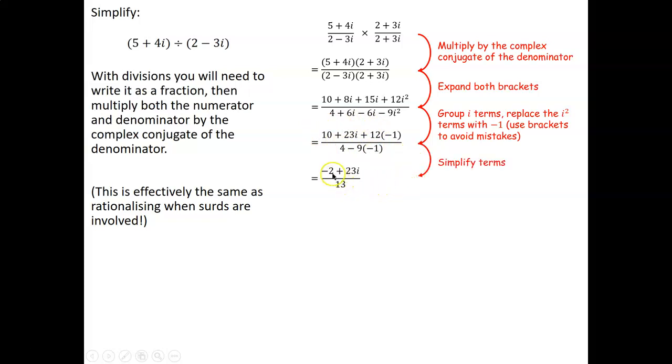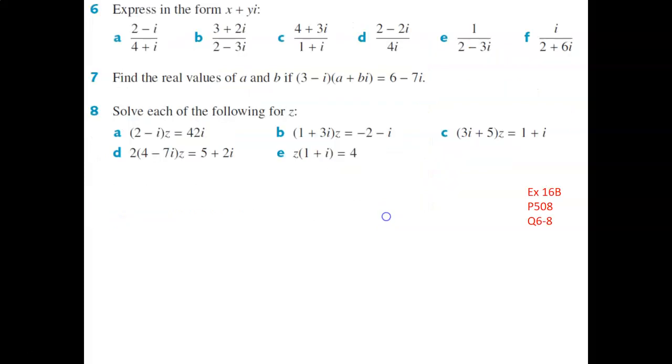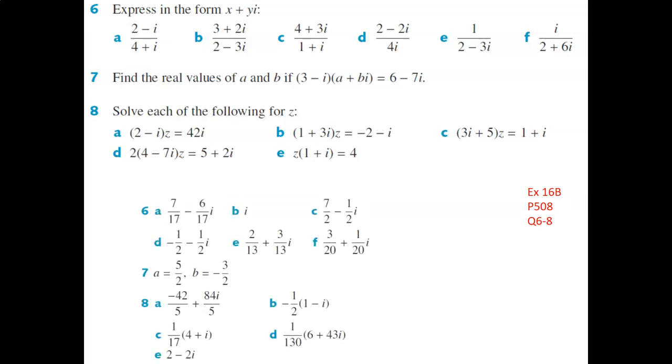Now here, neither of the terms in my numerator has a factor of 13, so I can't simplify any further there, but it's better for me to write it into 2 parts. So I have my real part and my imaginary part. This will come in useful in later topics. Pause the video now while you have a go at questions 6 to 8. And here are your answers.